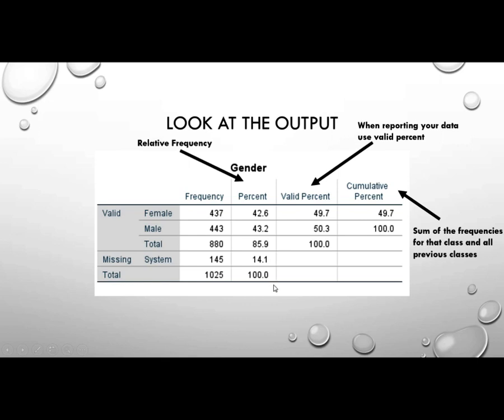So here's the relative frequency. When I'm reporting my data, I want to use the valid percent because it tells me how many people I actually have data for. The cumulative percent, look at this one. It says 49.7 females and then 100% male. That doesn't sound right, but what it's doing actually is taking 49.7, adding to this and reporting, yep, now we're at the sum of all the percents that we have.